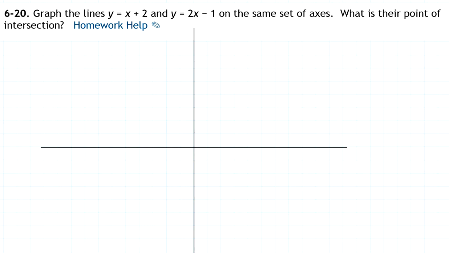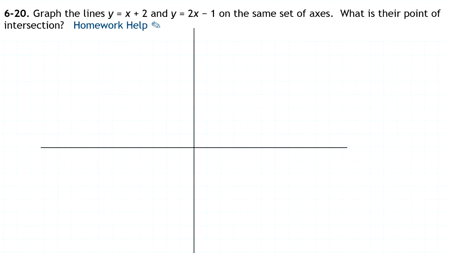And finally, for this last exercise in this section, it says graph the lines y equals x plus 2 and y equals 2x minus 1 on the same set of axes. And then what is their point of intersection? So where do these two lines meet? Again, this is something that you should definitely be able to do. Pause the video, do this with confidence, and then you can check your work.